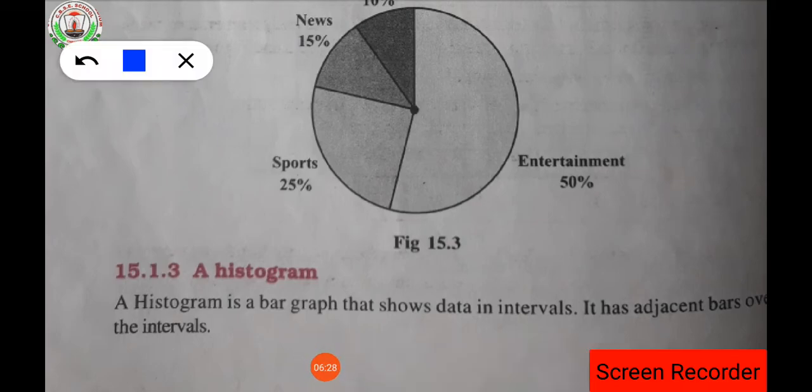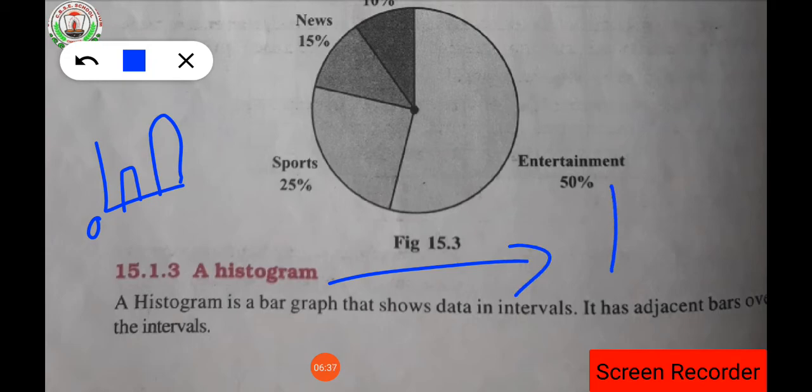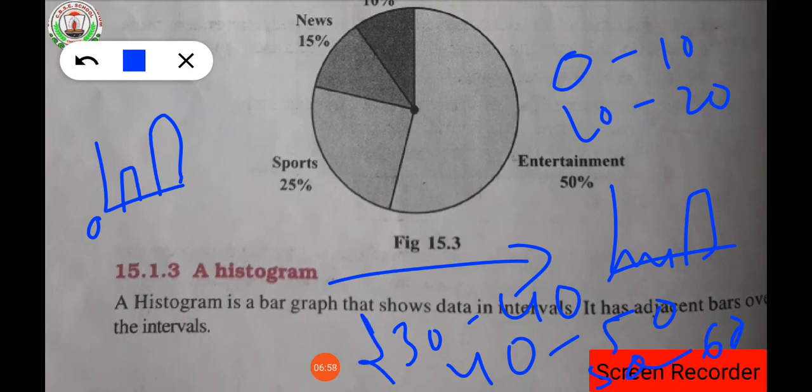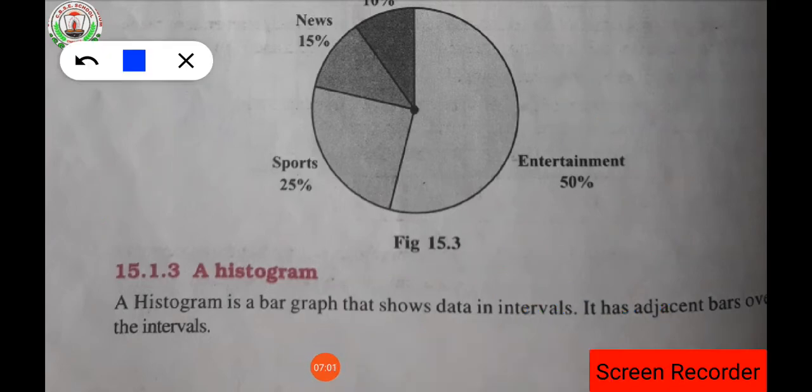So there is a minute difference between a bar graph. Bar graph always starts from 0, or a double bar graph always starts from 0, but a histogram is having a zigzag interval. That means suppose a bar graph interval will be 0 to 10, 10 to 20, isn't it? But in a histogram the interval might be 30 to 40, 40 to 50, 50 to 60. That means it won't start from the 0. That's why a histogram is to have a zigzag path along with the x-axis. Okay, so this kind of graph is said to be a histogram.